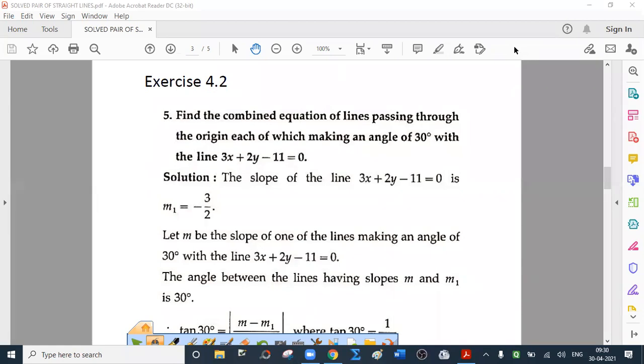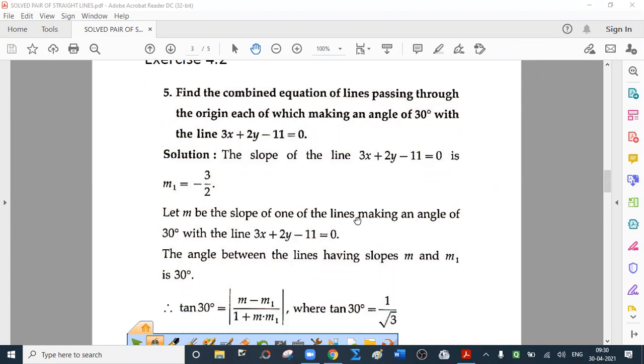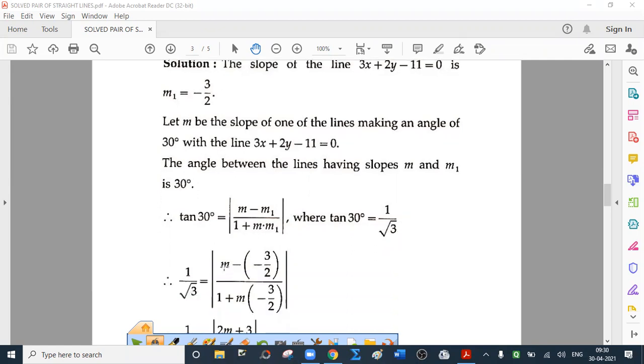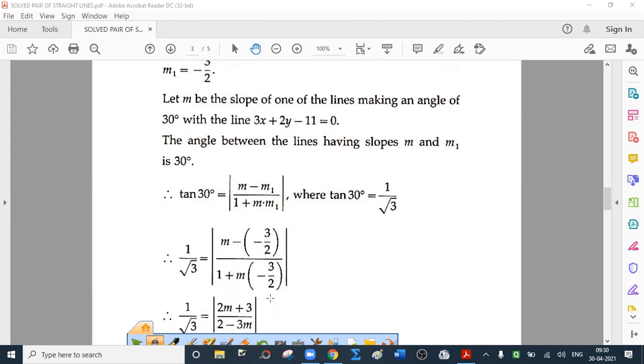Let m be the slope of one of the lines making 30 degrees with the line 3x plus 2y minus 11 equal to 0. Now angle between lines with slopes m and m1 is 30 degrees. Now what is the formula? Tan theta is mod of m minus m1 upon 1 plus mm1. What is theta here? 30 degrees. And what is tan 30 degrees? 1 by root 3. So we get 1 upon root 3 equal to mod of m minus minus 3 by 2, slope of the given line, upon 1 plus m into minus 3 by 2.